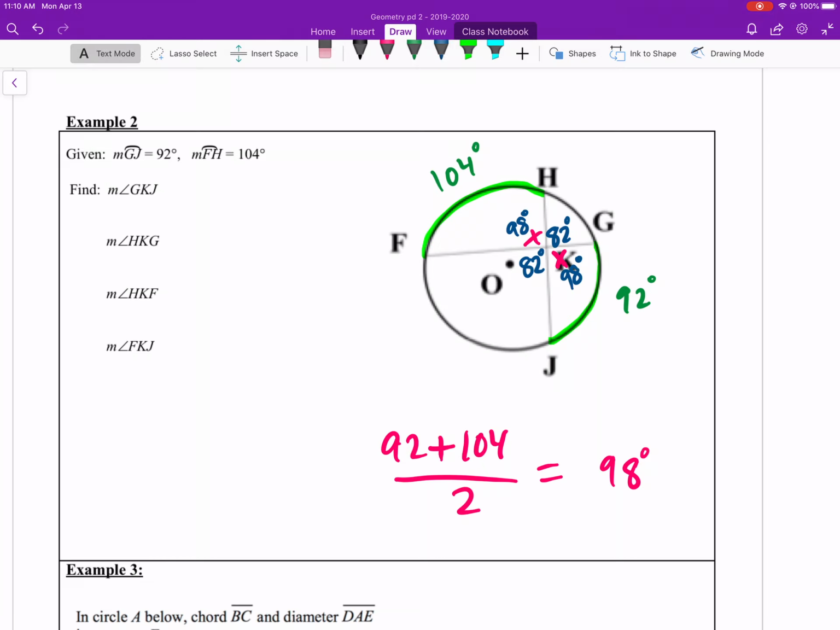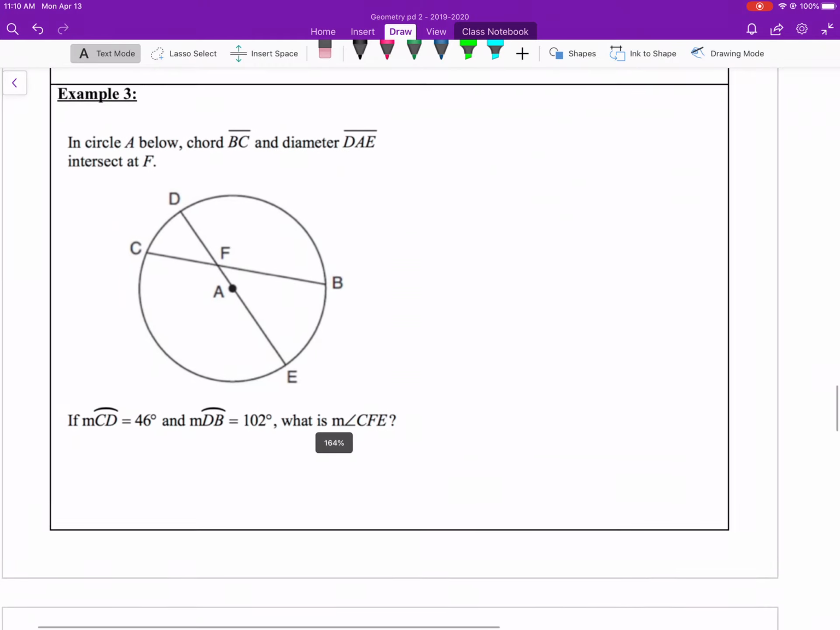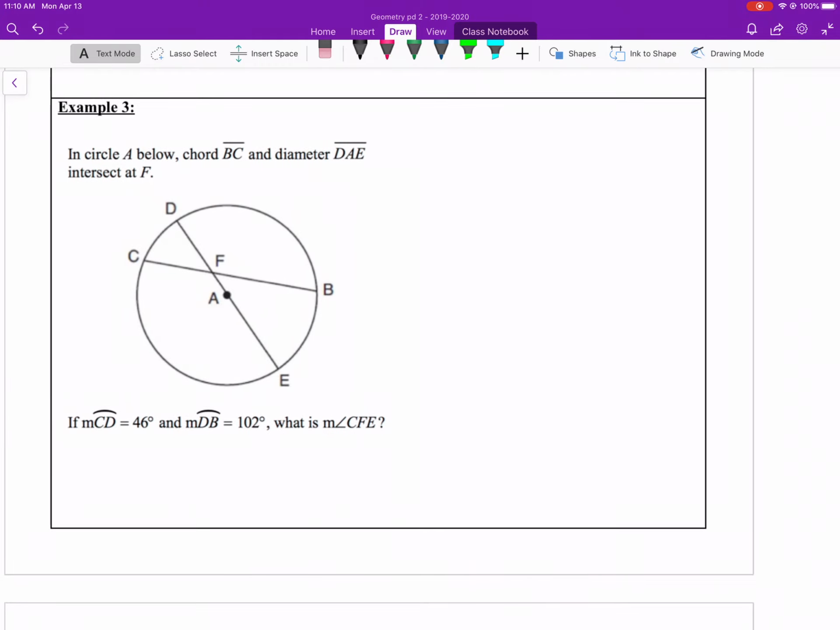And that's it. So guys, remember, at any point, you know the rule, you can go with it, try it out on your own, or you can watch the video. So example 3, in circle A below, chord BC and diameter DAE intersect at F. So it's the same rule. If it's a chord and a diameter crossing each other, or 2 chords, keep that in mind.